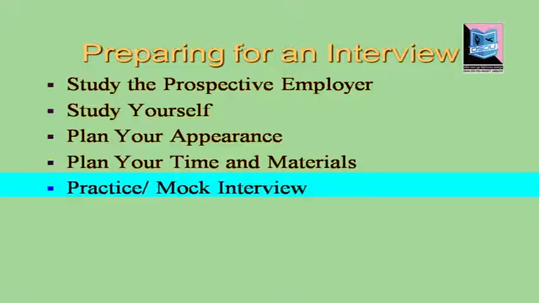Then the next point is plan your time and material. You should always reach the interview venue 10 to 15 minutes prior to the appointed time. Also, plan your materials means take a folder containing all your important documents. Your CV, don't forget to take extra copies of your CV or resumes. Then take a notepad, a pen, a set of questions which you must have prepared to ask the employer, and also your references.